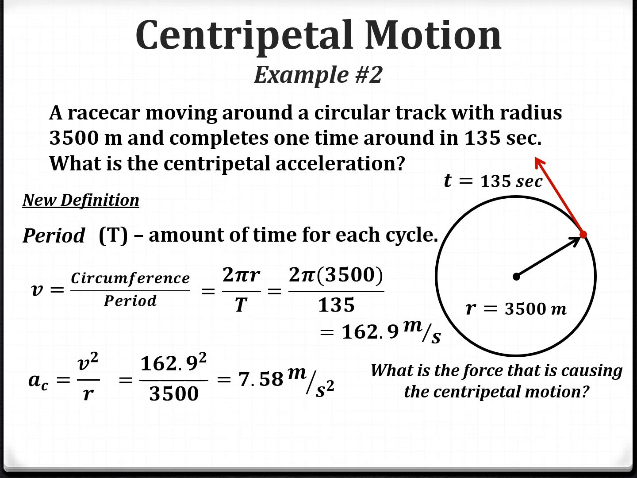So for a car going around a curve, what keeps the car on the curve as it's going around? Another way of thinking about it is what if this force wasn't there? What would happen? Well, it would slide off to the side. So actually friction is the force that's keeping it in a circular motion. So friction is the force supplying the centripetal motion.